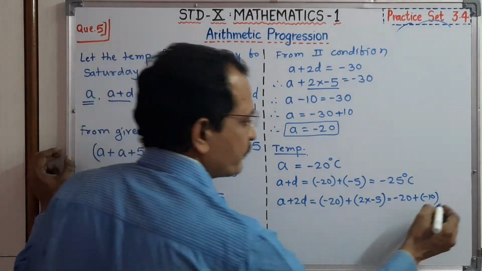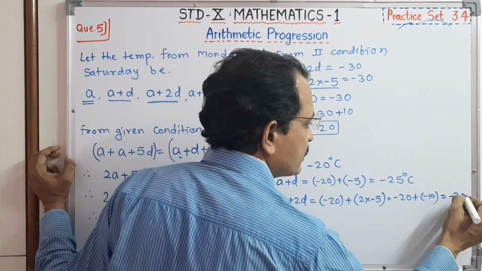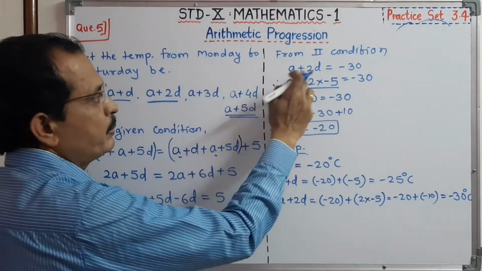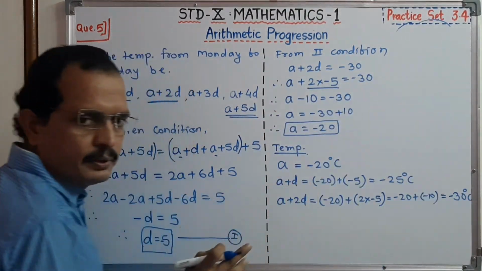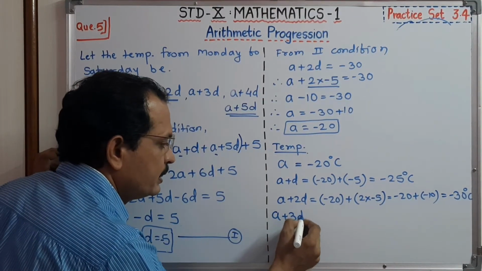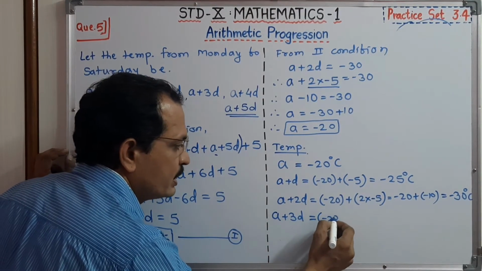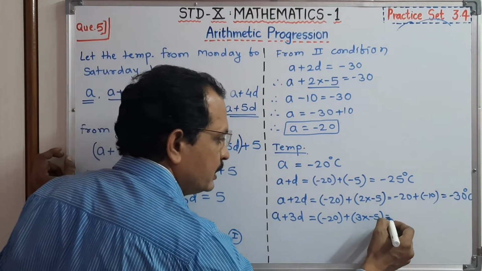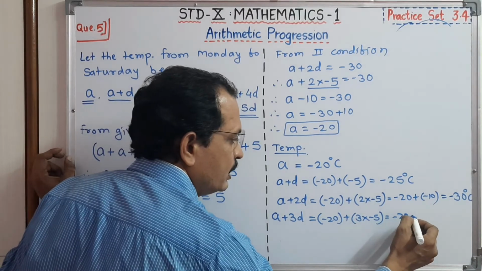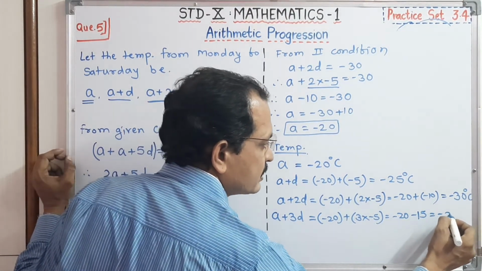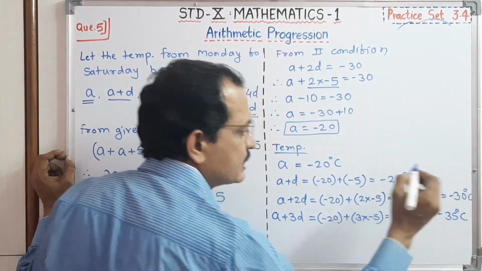It is minus 30 degrees Celsius. Dear student, it is already given A plus 2D is equal to minus 30. Then A plus 3D is equal to minus 20 plus 3 into minus 5. It is minus 20 and minus 15. It is minus 35 degrees Celsius.